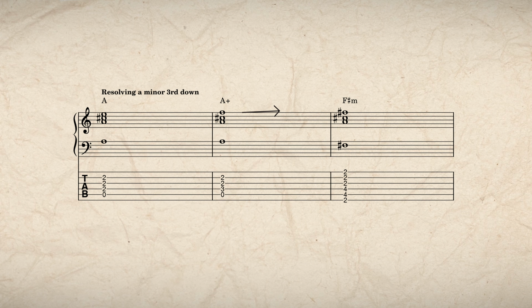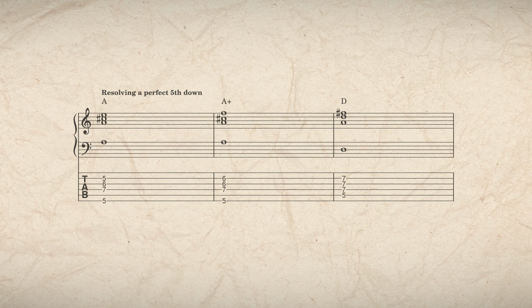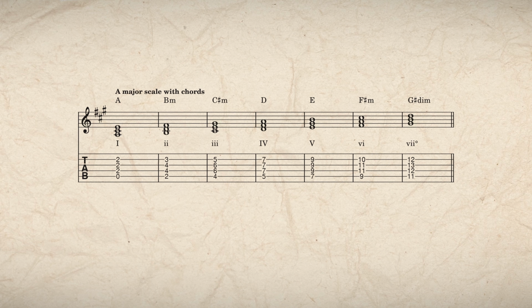Now let's change the original chord progression so that it resolves to the chord a perfect fifth below. In this case, the raised fifth resolves to the major third of our next chord, which is the F sharp from D major. These examples were in A major, so we went from the tonic to the relative minor, or from the tonic to the subdominant.